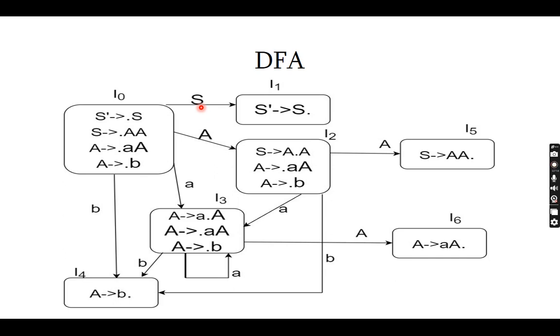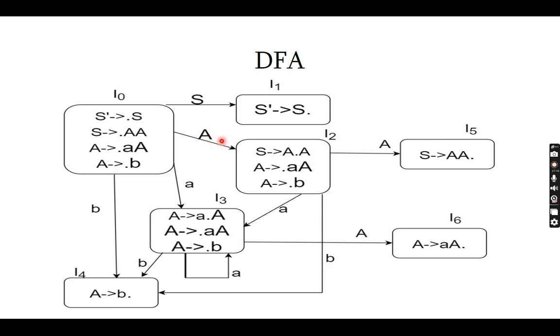The input symbol is S for this transition. And now S dash derives S dot. So here you can observe that the dot is at the end of the production rule, which means it is a final item. So I1 is a final item. State number I1 is a final item because the dot is at the end of the production rule, and also because this production rule belongs to the start symbol. Okay. Now I0 on capital A goes to I2.